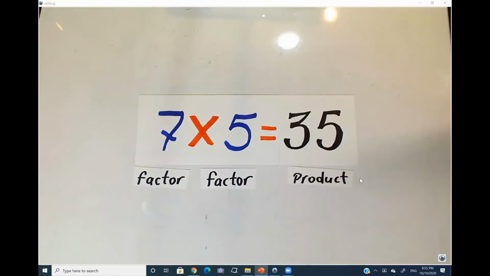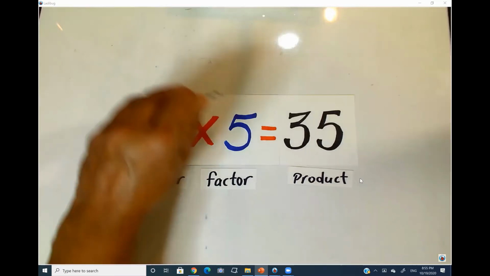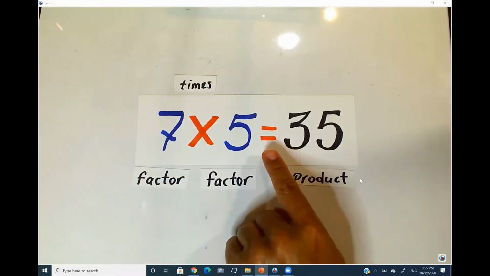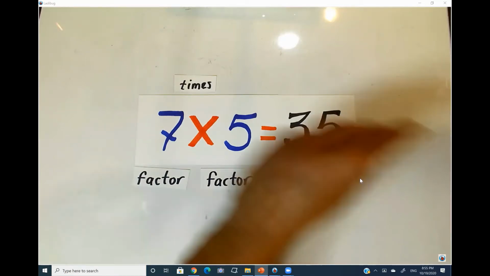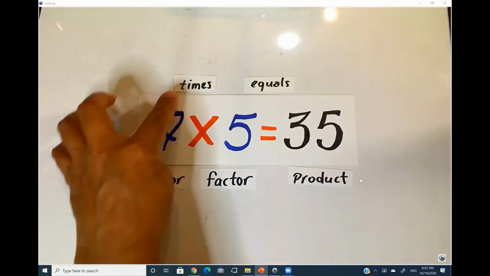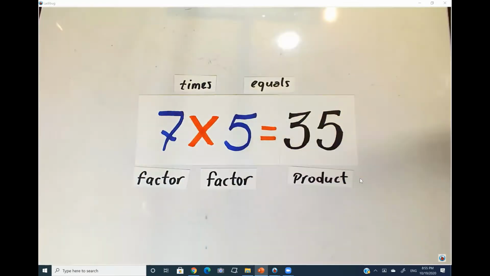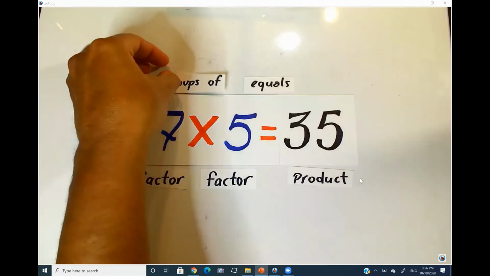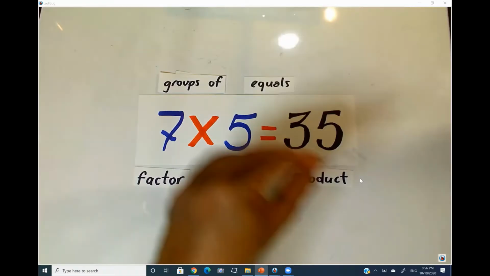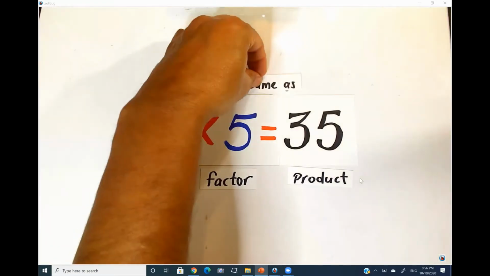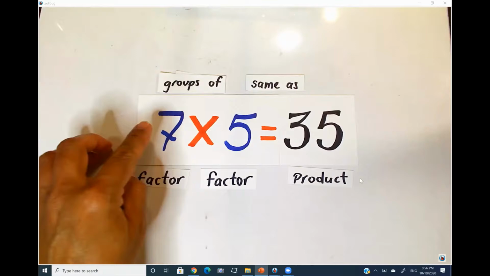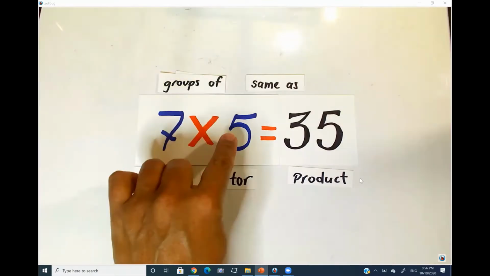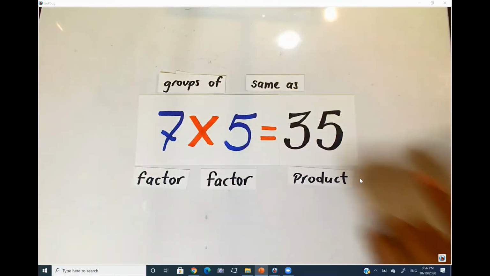Now, the symbol of the multiplication is this X, and you read it as times. And this symbol, you know it from before, is called equals. So when you read a multiplication, you say 7 times 5 equals 35. Now, sometimes the times symbol could be read as groups of, and instead of saying equals, we can say is the same as. So we can read the equation like this: 7 groups of 5 is the same as 35.